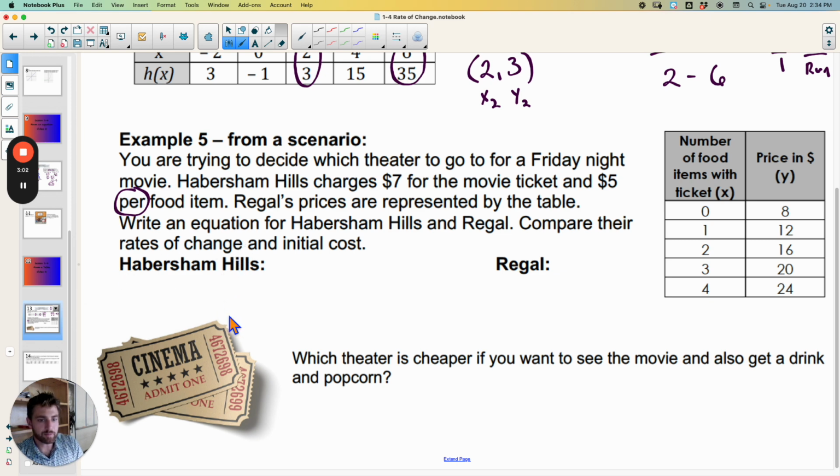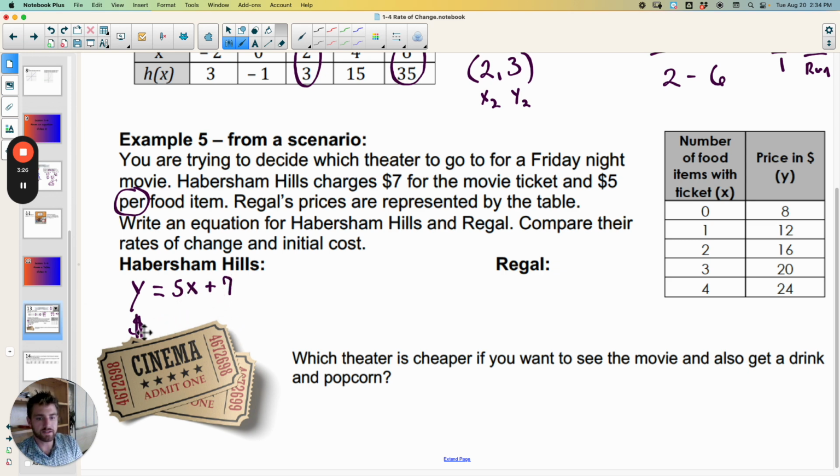So let's set this up in a linear equation. So we'll say that y equals, so y being the total cost, I'll put dollars underneath it for you to see, y is equal to, so the cost per food item is going to be $5 per food item x. And then the initial cost to get in the movie theater is actually $7. So that's plus the initial cost of $7.